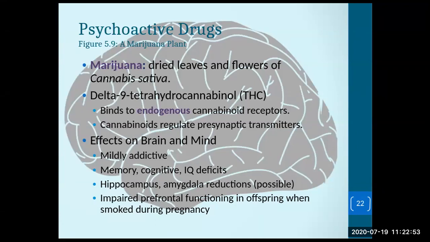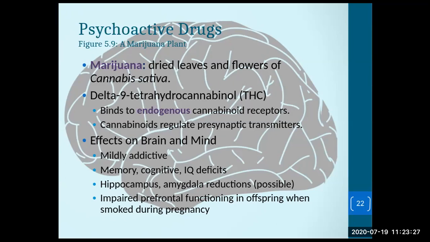But these are symptoms that you find mostly in people that chronically use it every day or quite often. Over a long period of time, and we're talking probably 5-10 years or more, there are possible reductions in the hippocampus, which is involved in memory, as we'll talk about in chapter 3, and the amygdala, which is the fear and rage center of the brain. Both of them are part of the limbic system, which is the emotional center of the brain.